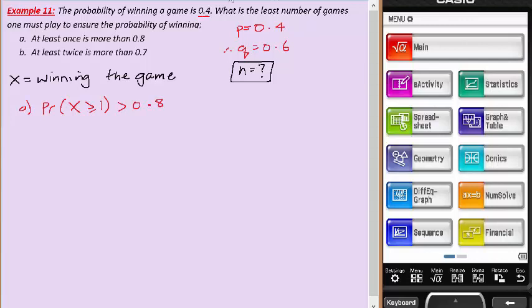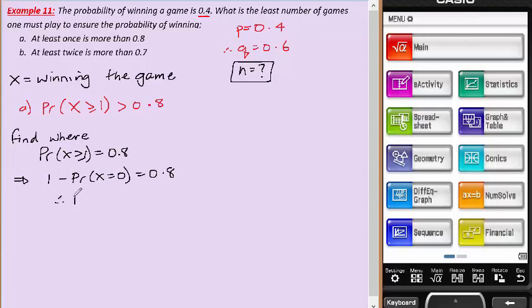Now remember that we're going to find our threshold, because if we do a greater than on this calculator, we're going to get a whole set of answers, and that's not going to help us. So I'm going to find the threshold and then work from that. So I'm going to say, let's find where the probability of winning at least one game equals 0.8. And that's the same as 1 minus the probability of winning no games is 0.8. And therefore I'm looking for where the probability of winning no games becomes 0.2.